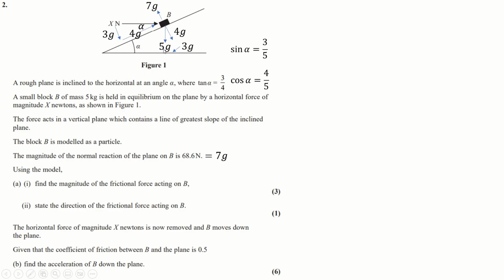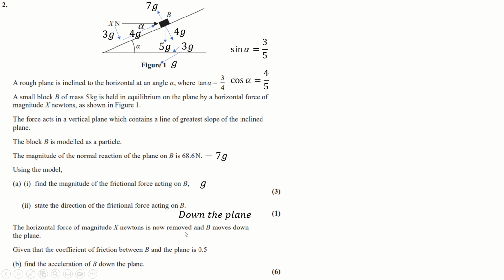And then resolving horizontally, we're told this thing is in equilibrium, which means it's not sliding up or down the plane, which means the forces parallel to the plane must be equal. But right now we've got a 4g this way and a 3g this way, which means we must have an extra force, which is a friction, going this way as well, and it must be of size g, which is 9.8, I guess. And it's angled down the plane.